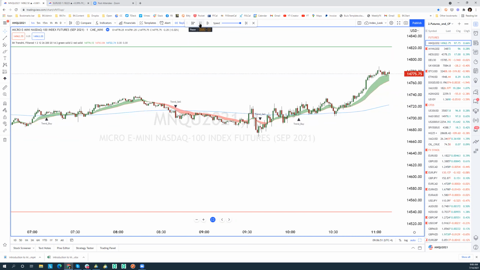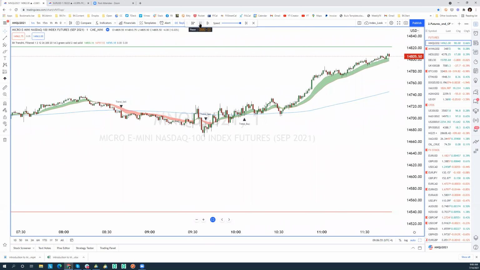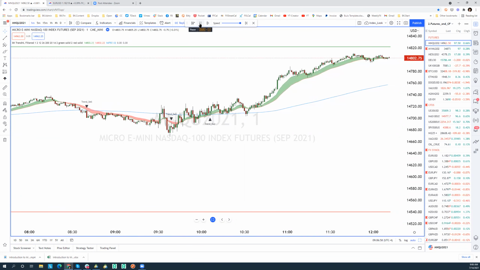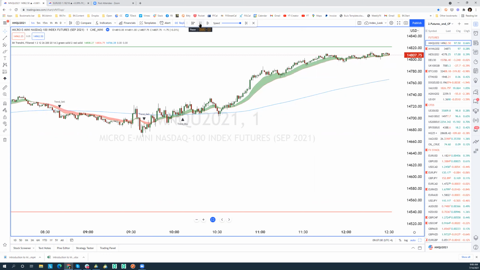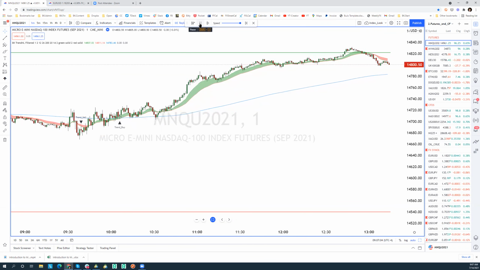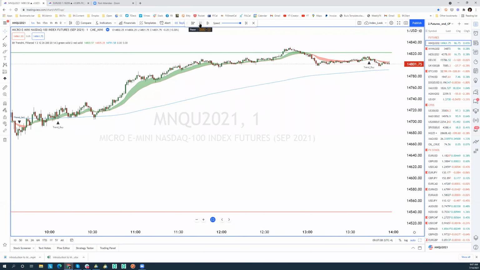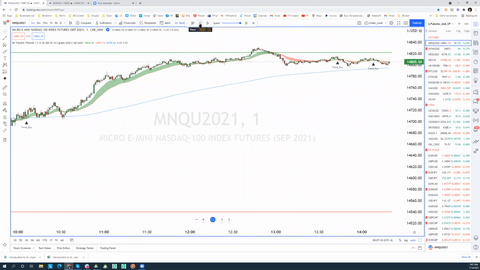I'm going to show you one more example on Nasdaq, and then I want to show you the currency example, because the currency example is really, really strong, and it's completely opposite of what you think you would want to trade, but it's really interesting.